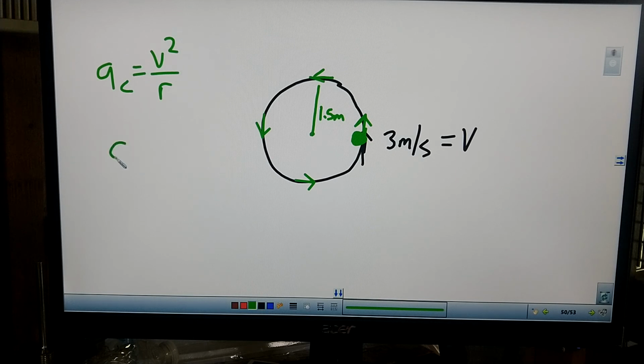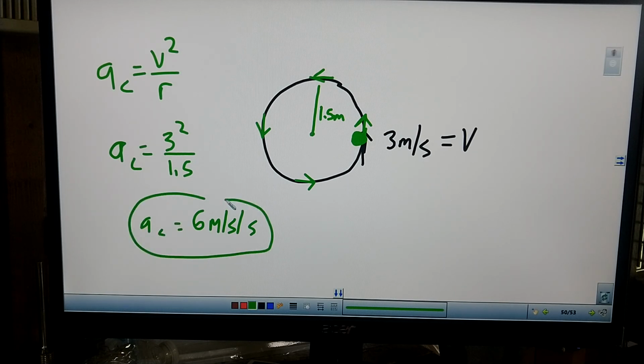What would the acceleration of a kid be? Well, their velocity right here is 3 meters per second. So it's 3 squared over r, 1.5. Bust out my calculator, and I'll say 9 divided by 1.5. They'll be accelerating at 6 meters per second squared. And I'm going to tell you that that acceleration is lower than what those children are experiencing in the video.